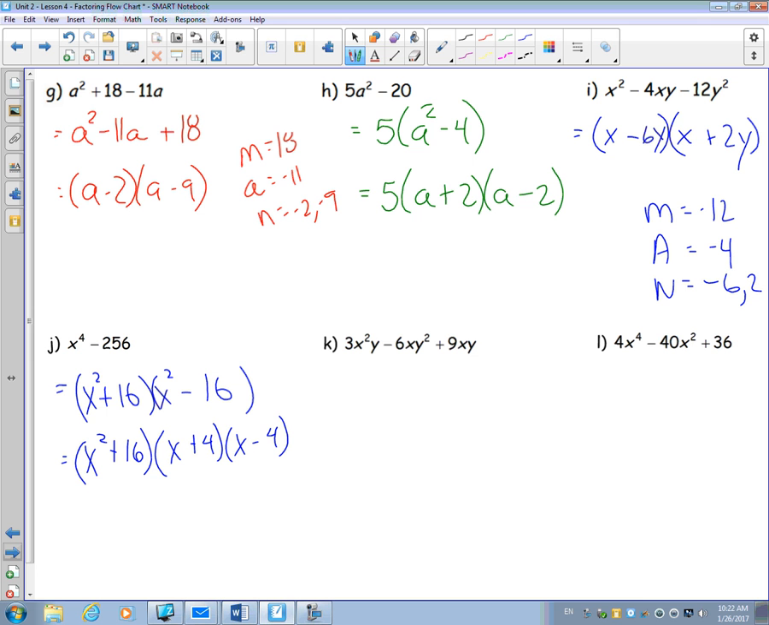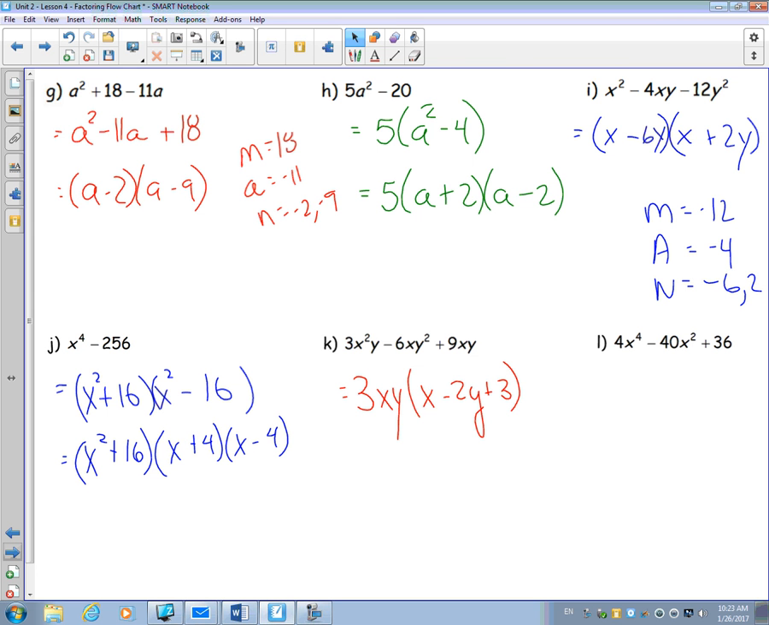Letter K. I'm looking for a common factor. I notice they're all divisible by 3. I also notice that I have an x and a y in all 3. And what are we left with? We're left with an x minus 2y plus 3. Check my bracket. Can I go further? No, because my exponents are odd numbers. Don't have any even exponents.